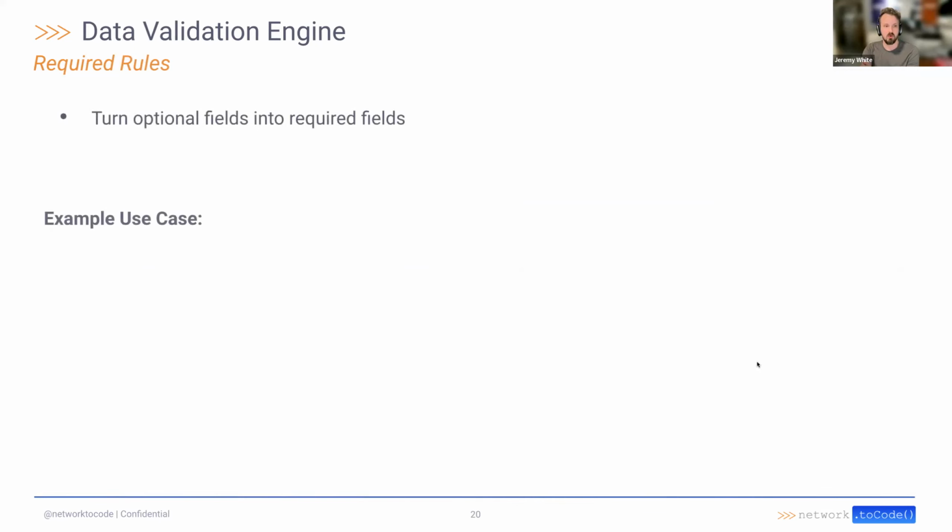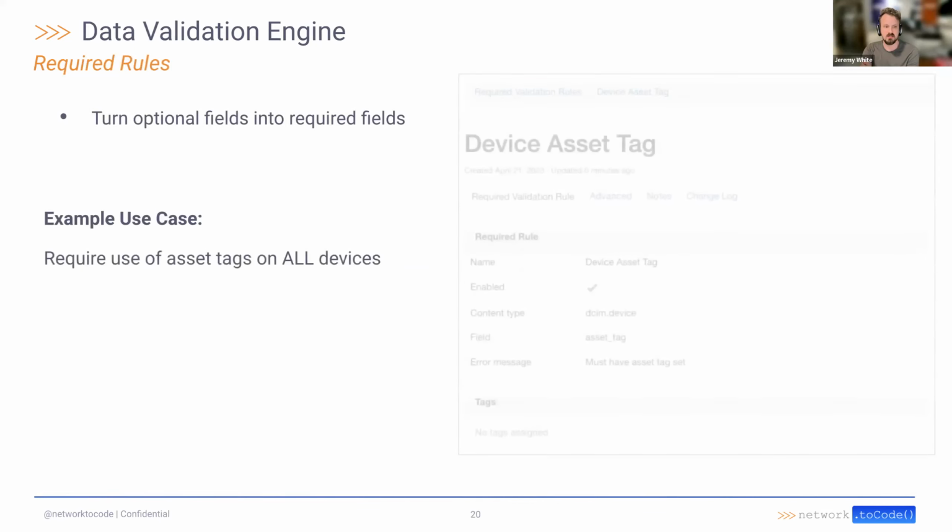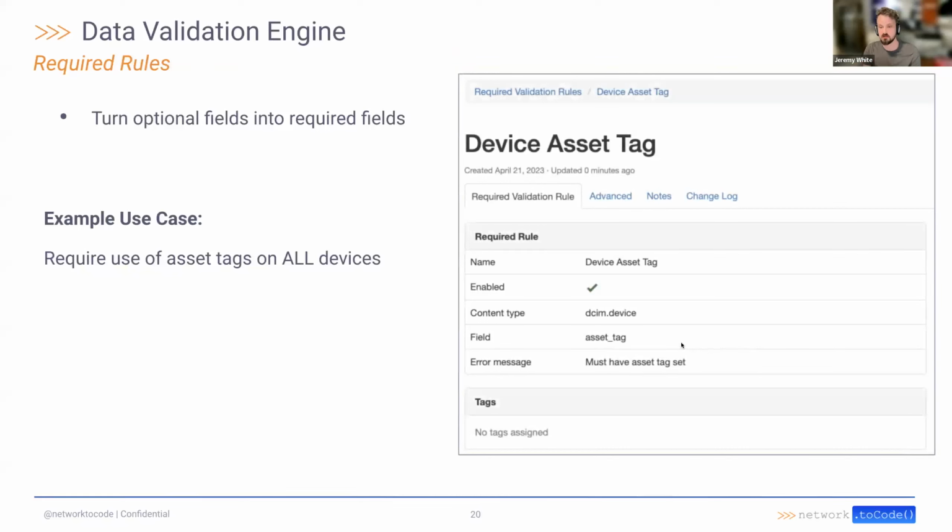And again, about our required rules, our example use case here is that we do want to make sure that every single device has the asset tag filled out, that we have that level of tracking no matter what. And that's by default a field that is able to be blank or nullable, whereas we want to enforce that to actually be a set field no matter what. And we want to apply that to all devices within Nautobot.